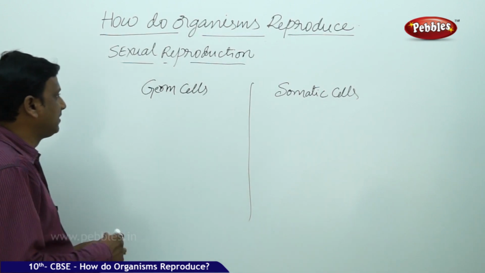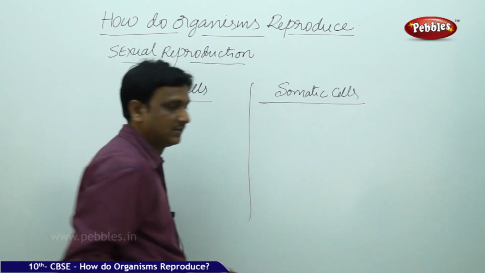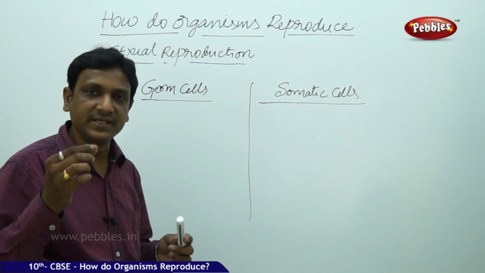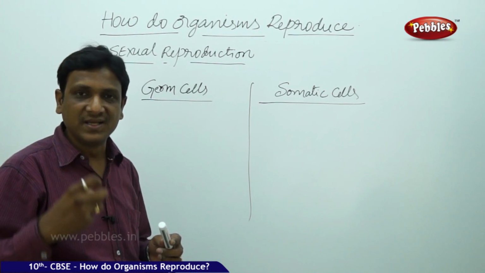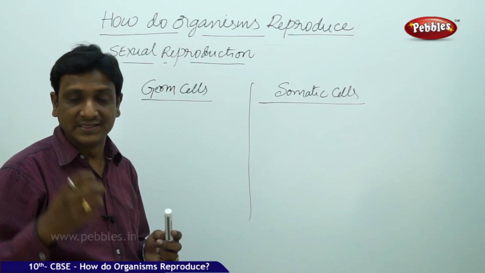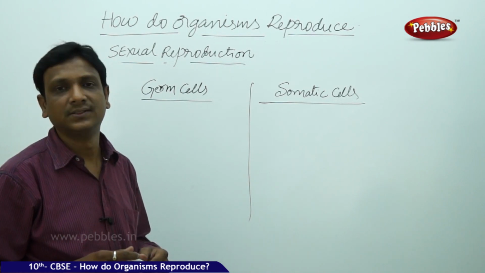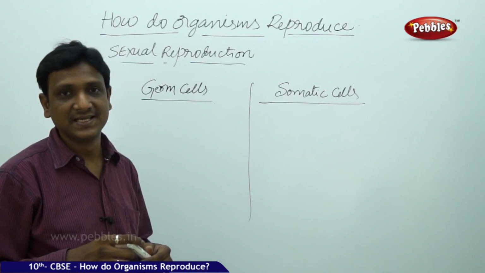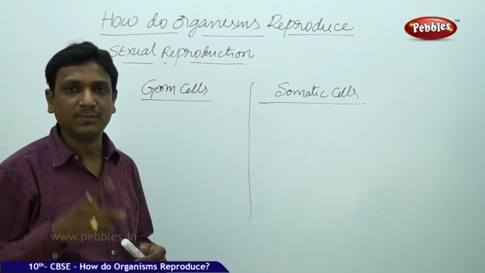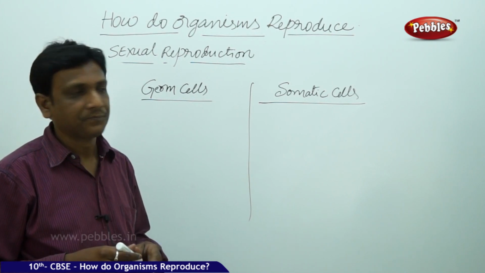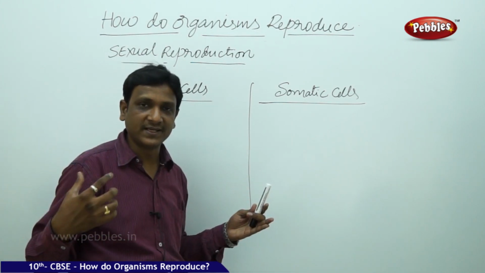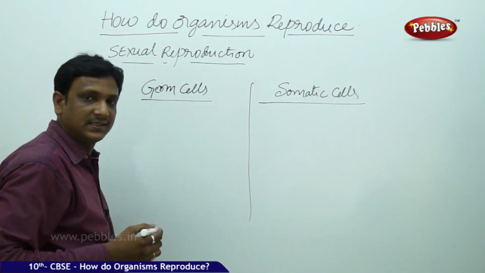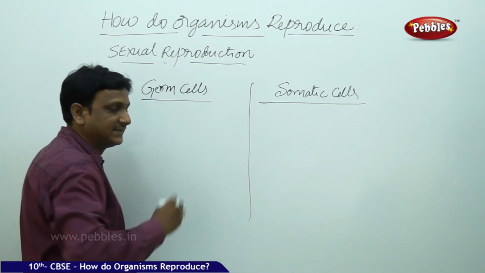Now let us see the difference between germ cells and somatic cells. What are somatic cells? The cells that are present in our body parts, like the cells in your skin, muscle, and blood. All these are somatic cells. But in your body there are some special cells called germ cells that participate in sexual reproduction. Somatic cells are found everywhere in our body, but exclusively in reproductive parts, some special cells are produced called germ cells.